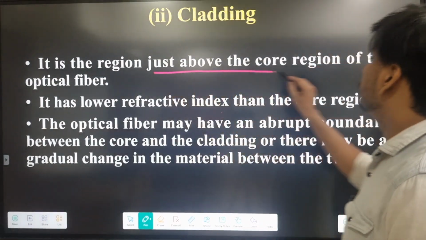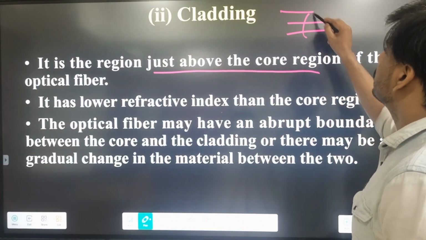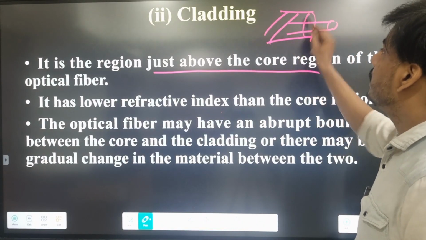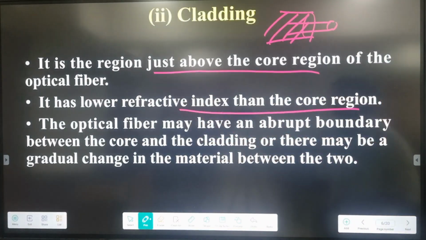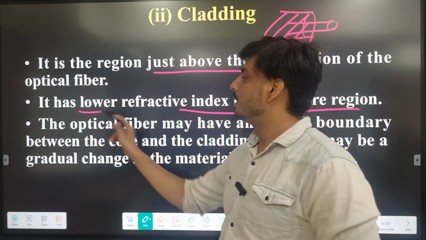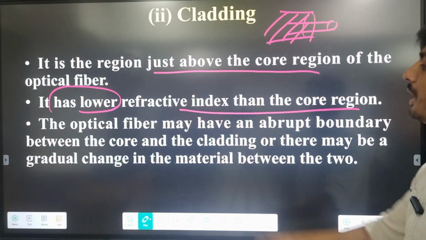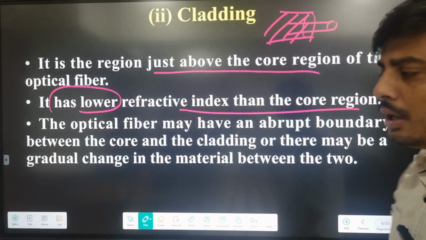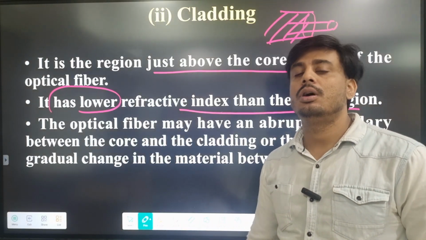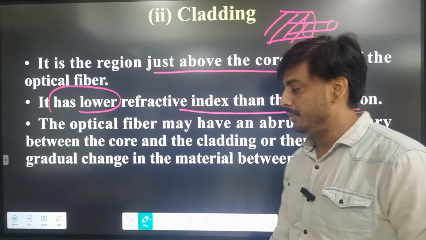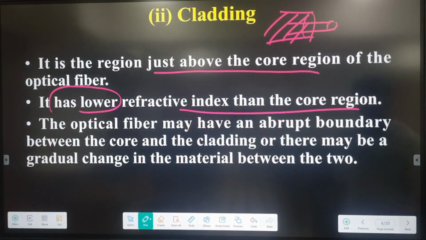Next you can see cladding. This is the region just above the core, the outer layer. If this is the core region, then the region which covers the core is said to be its cladding. Refractive index is slightly less, slightly lower than that of the core, and the optical fiber may have an abrupt boundary. We will discuss abrupt boundary and gradual change under types of optical fibers. Okay, we will discuss that. That depends upon the material as well as the nature.